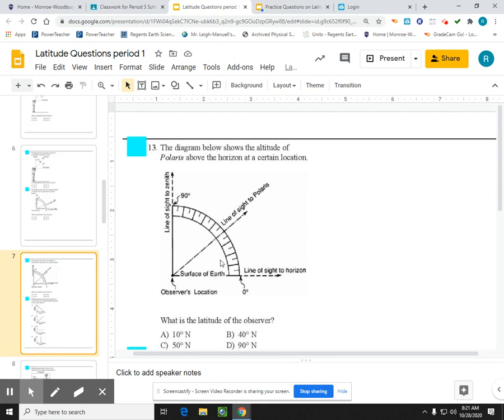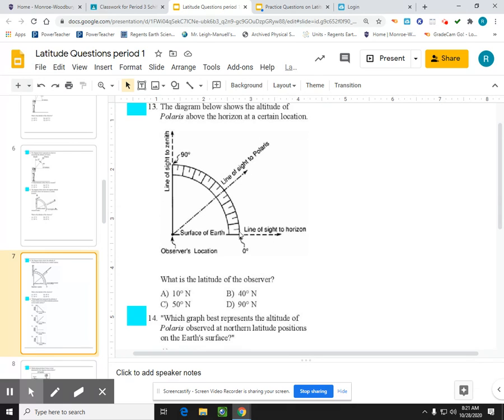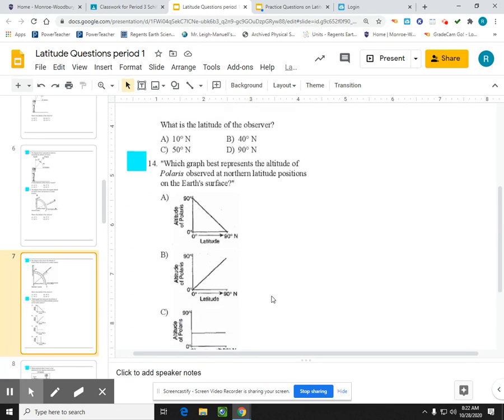The diagram below shows the altitude of Polaris above the horizon at a certain location. What is the latitude of the observer? Well, once again, we see this chopped up into 9 boxes, 1, 2, 3, 4, 5, 6, 7, 8, 9. Each box is worth 10 degrees, so that would be 10, 20, 30, 40 degrees north.